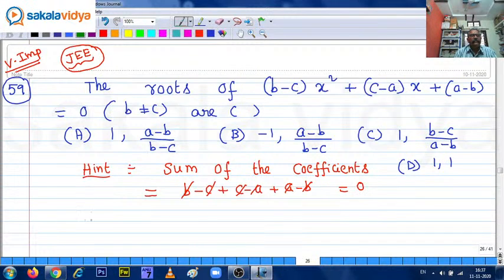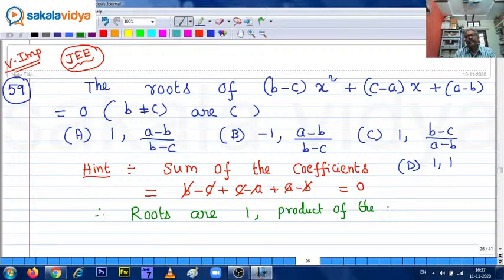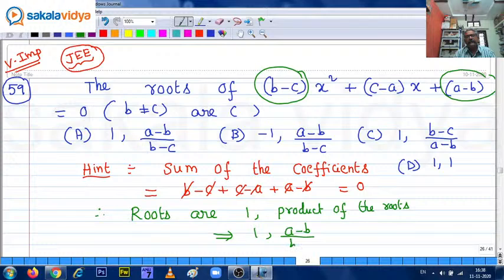So therefore the roots are 1 and the product of the roots. The other root is the product of the roots. So that implies 1 comma product of the roots, which means the constant term divided by the x square coefficient: A minus B upon B minus C.